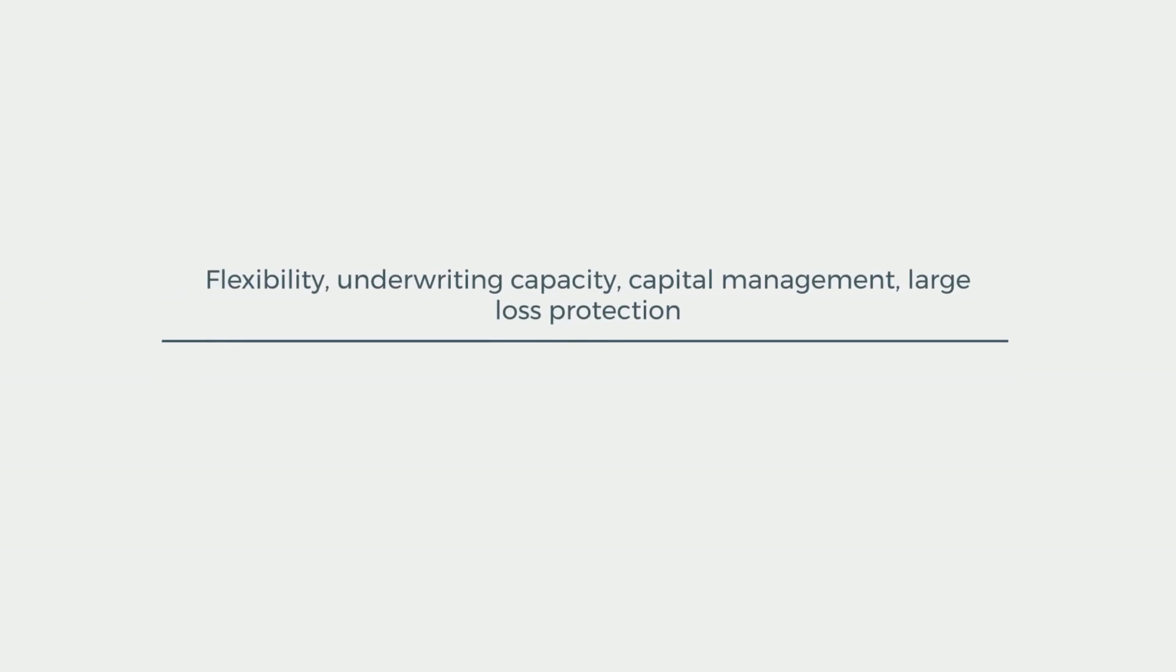Conclusion: a surplus reinsurance treaty offers insurers flexibility to retain smaller risks while ceding portions of larger risks to a reinsurer. This enables insurers to expand their underwriting capacity, manage capital efficiently, and protect themselves from large losses. It is particularly useful for insurers with a mix of small and large policies. However, careful management of retention and ceding commissions is necessary to ensure that the treaty is beneficial.